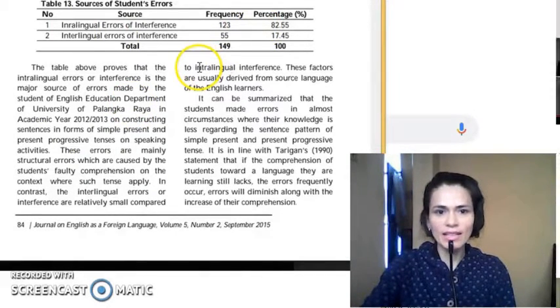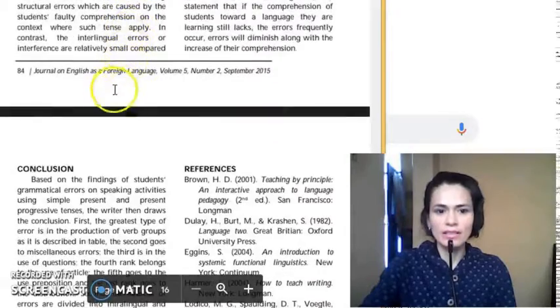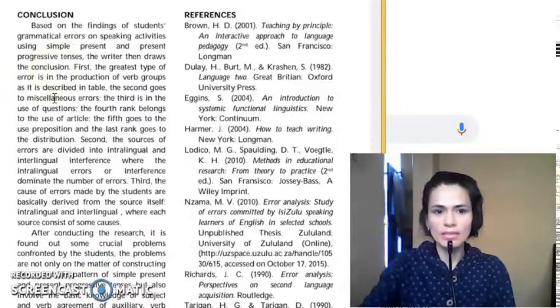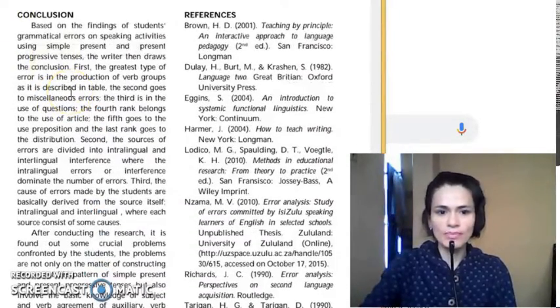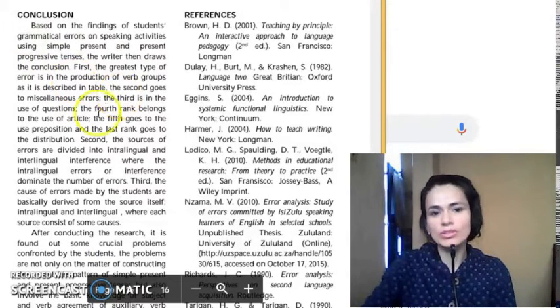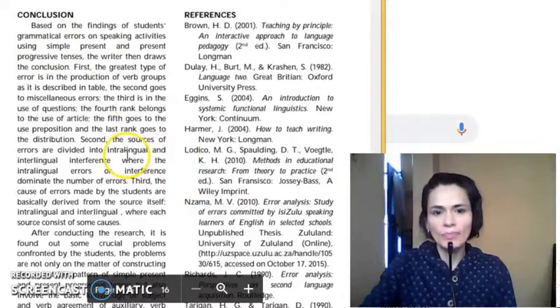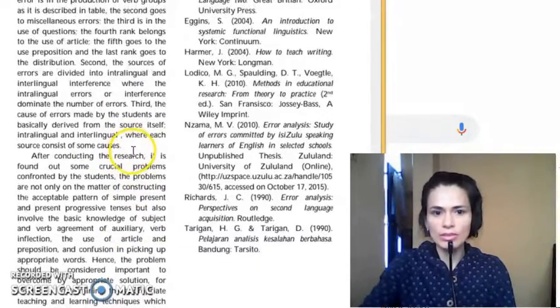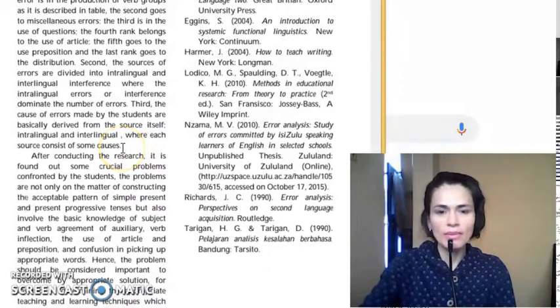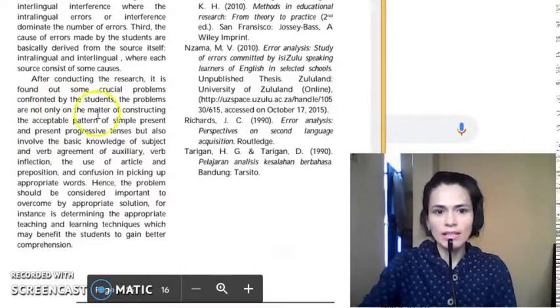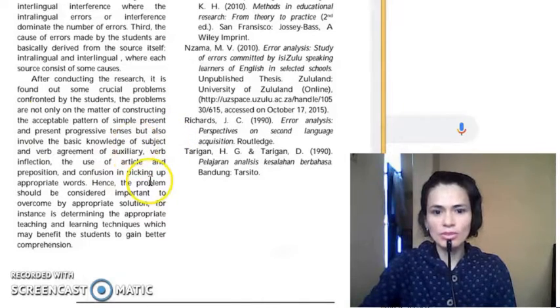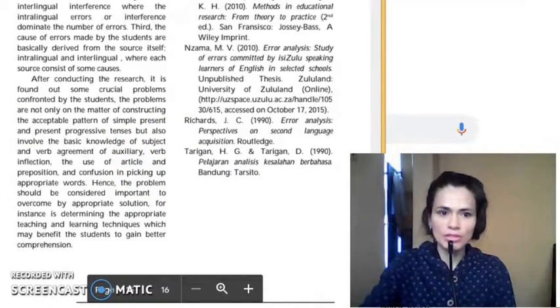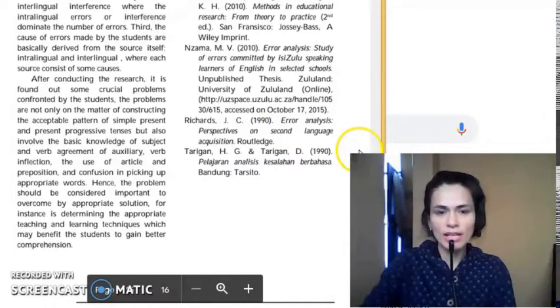After conducting the investigation, we find crucial problems confronted by the students. The problems were not only related to the construction of the acceptable pattern of simple present and present progressive tenses, but also involved the basic knowledge of verbal and subject agreement, the inflection of the verbs, the use of the article and preposition, and confusion in picking the appropriate words.